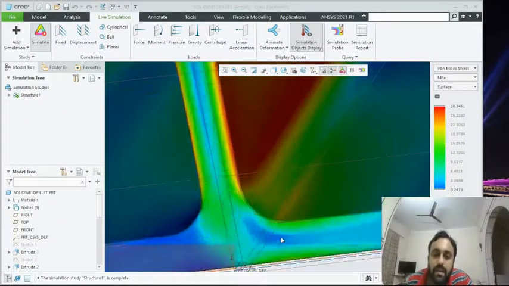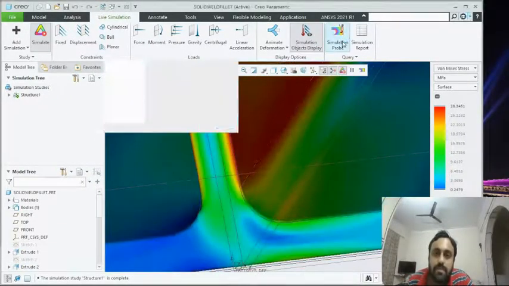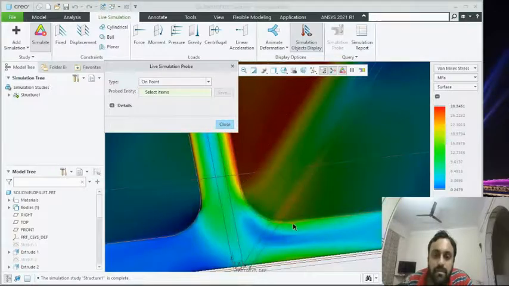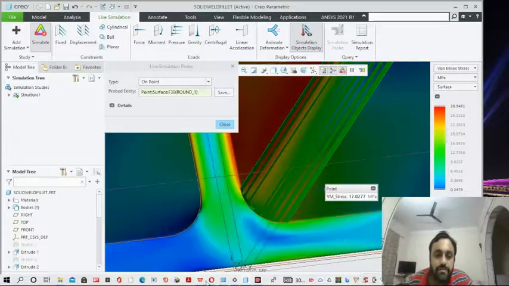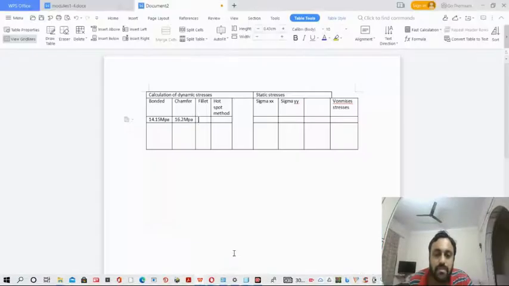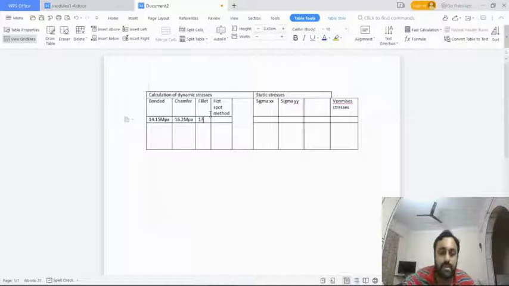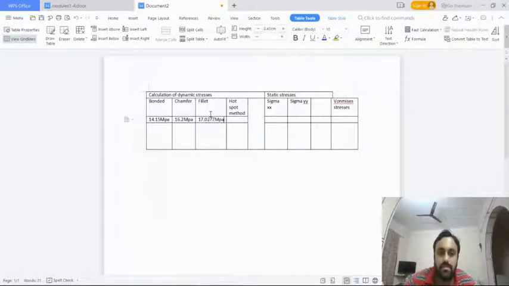And if we check at the end of the fillet with the simulation probe, we can check that it comes out to be 17.0277 megapascal.